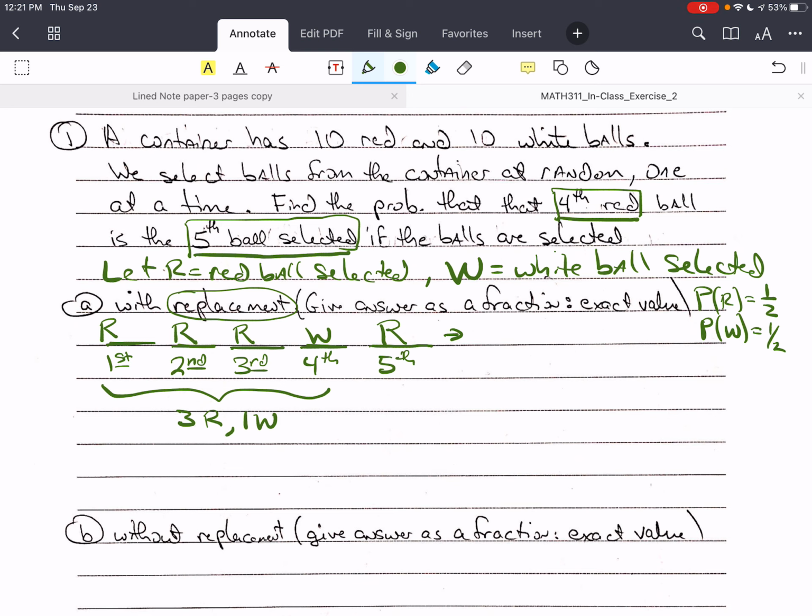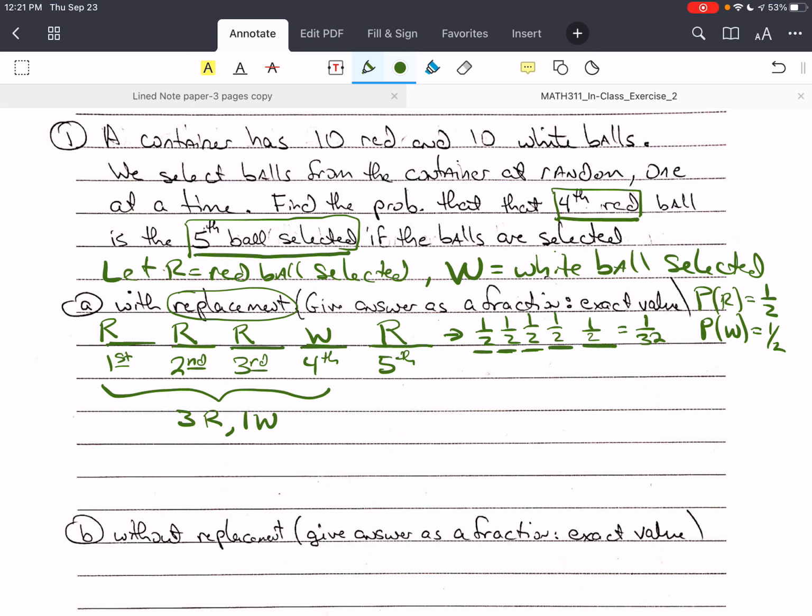And the probability of this occurring is 1/2 times 1/2 times 1/2 times 1/2, and then the 5th 1/2. So this particular order is 1/2 to the 5th. So 2, 4, 8, 16, 32. So this is 1 over 32.